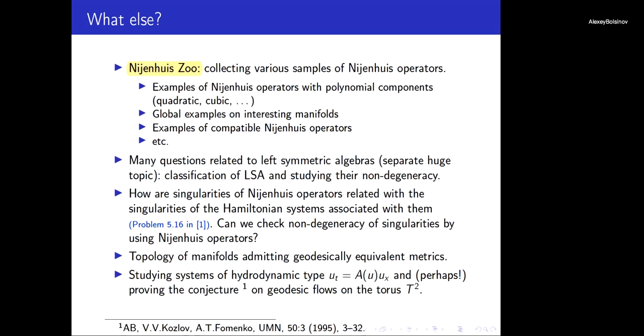For example, you take a Lie group or a homogeneous space, so what kind of Nijenhuis apparatus can you construct on them? Or three-dimensional manifolds with different geometries. As I mentioned already, it would be nice to see different types of compatible brackets of Nijenhuis apparatus.